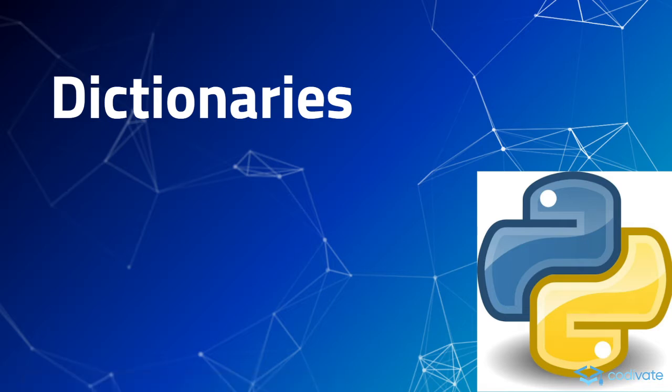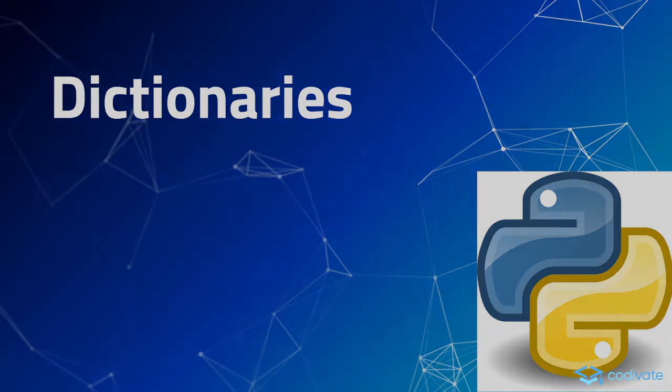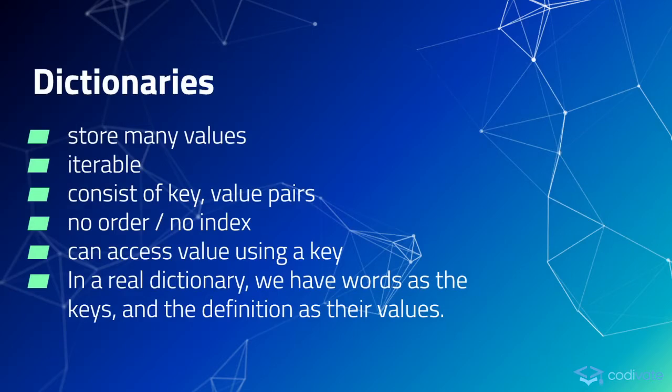We have a very interesting topic for the day. It is called dictionaries. We will learn how to use dictionaries in Python. So your question may be, what are dictionaries? They're similar to lists in the sense that they can store many values, but there are also some differences. For example, dictionaries consist of key value pairs, and they don't have an order like lists do.